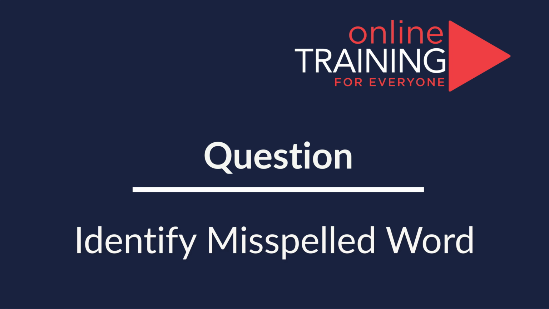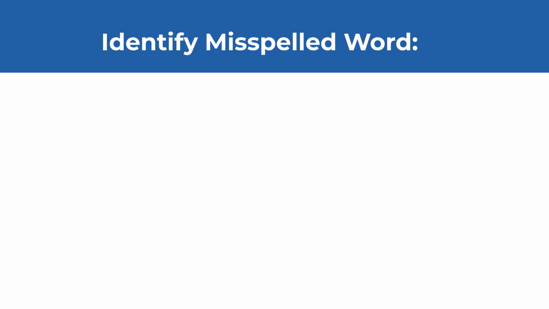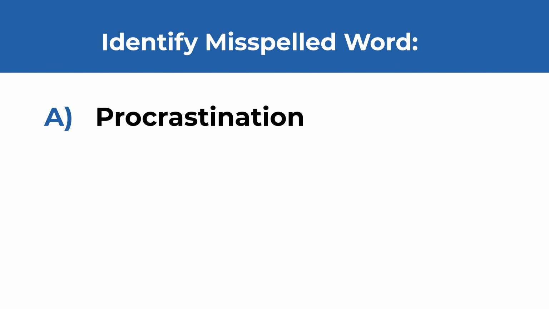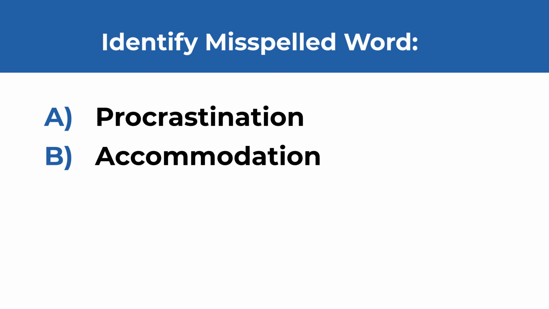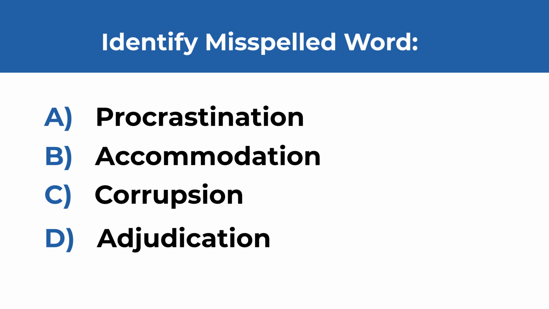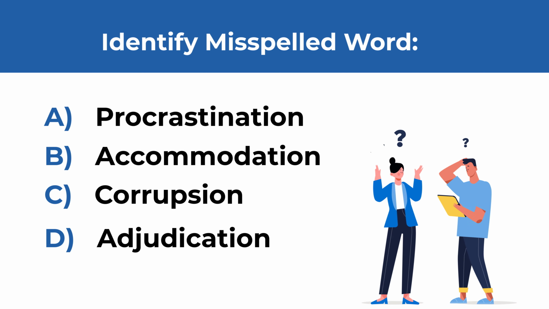Here's the test question where you're presented with 4 different words, and you need to identify the word which is misspelled. The first word you see on the screen is procrastination. The second is accommodation. Third one is corruption. And the fourth one is adjudication. Please take a close look to see if you can see the word which is misspelled.